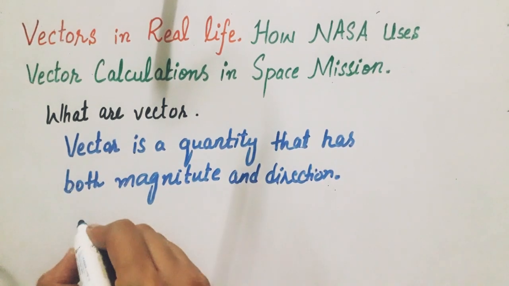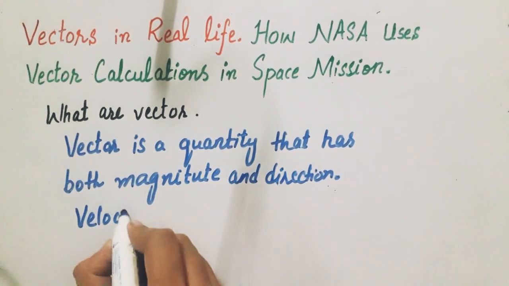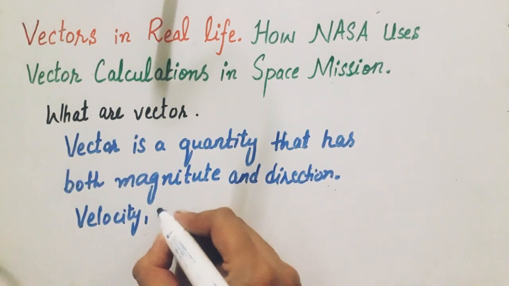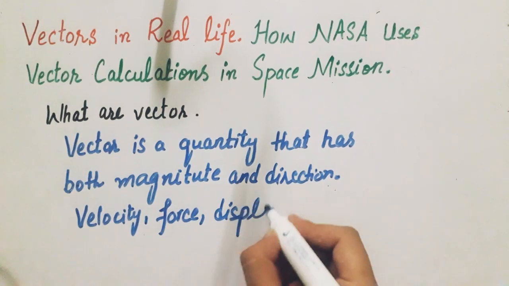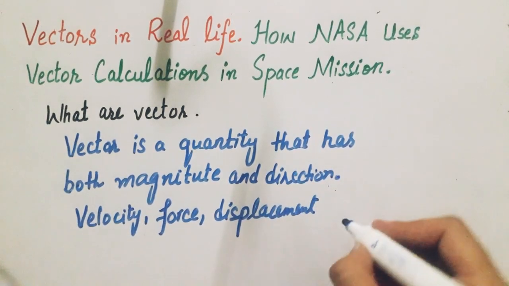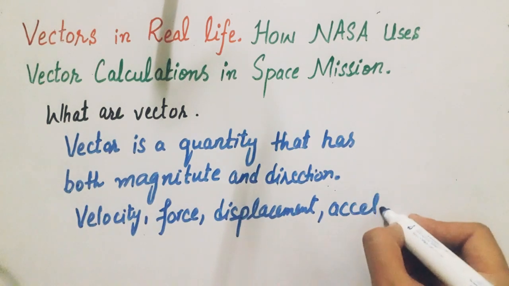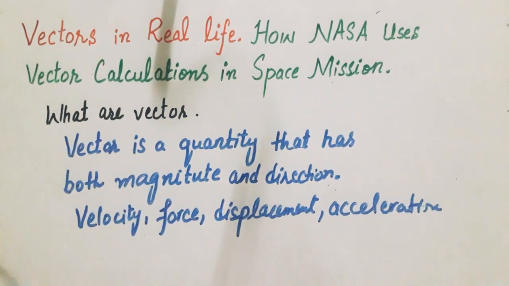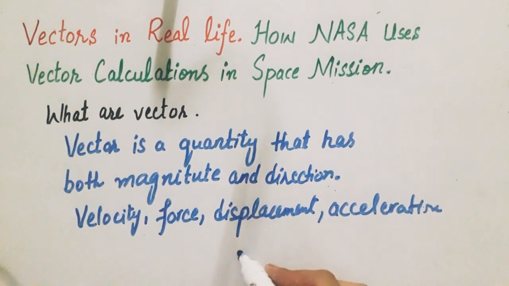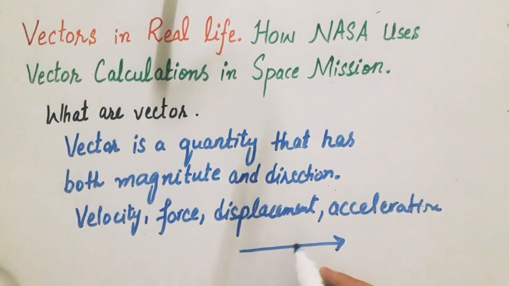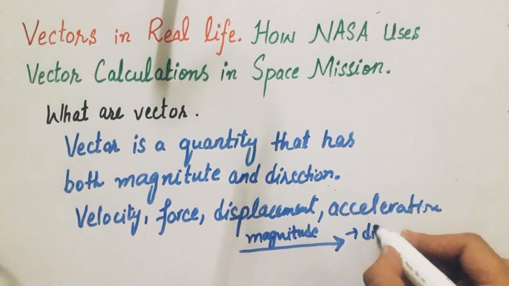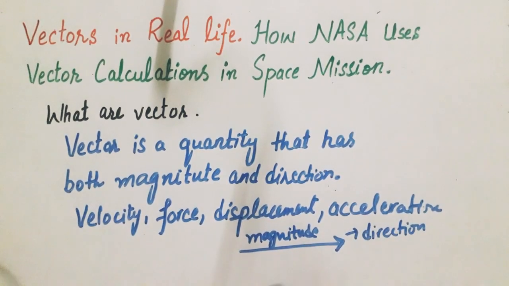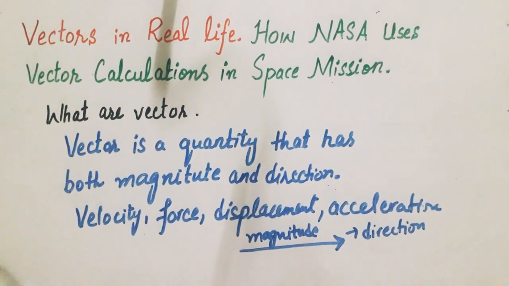Examples of vectors are velocity, force, displacement, acceleration. These are vector quantities, and a vector is represented by an arrow. The length of the arrow represents the magnitude and the head of it represents the direction. So this is the mathematical way to represent a vector.